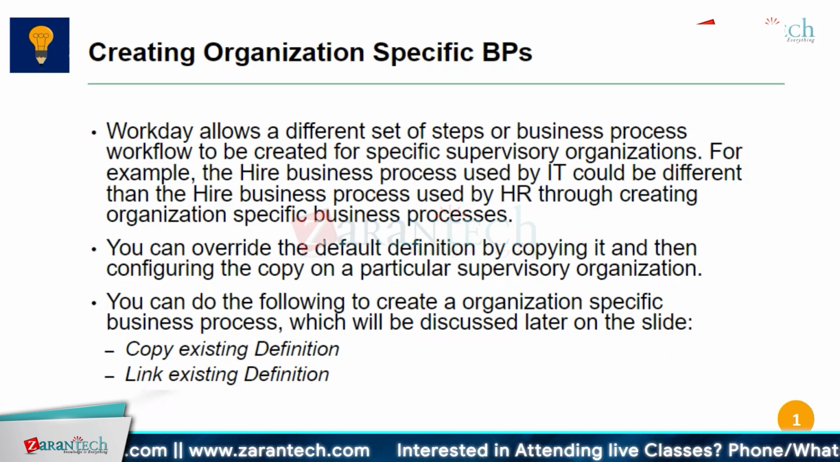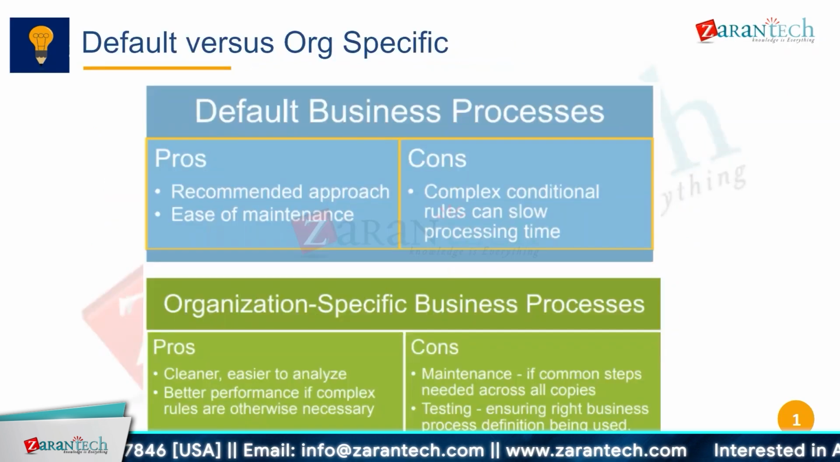So again, you cannot create a new business process, but you can make a copy of the default definition of the business process and apply it to a specific supervisory organization. You can do the following to create this organization-specific business process, which will be discussed on the slides later: copy existing definition or link existing definition. So default versus org specific.